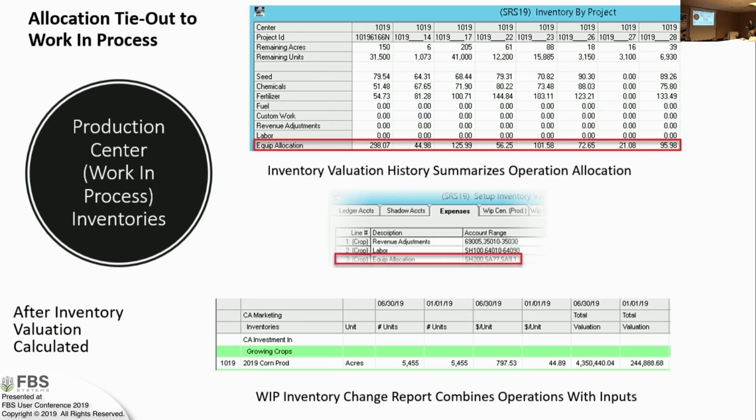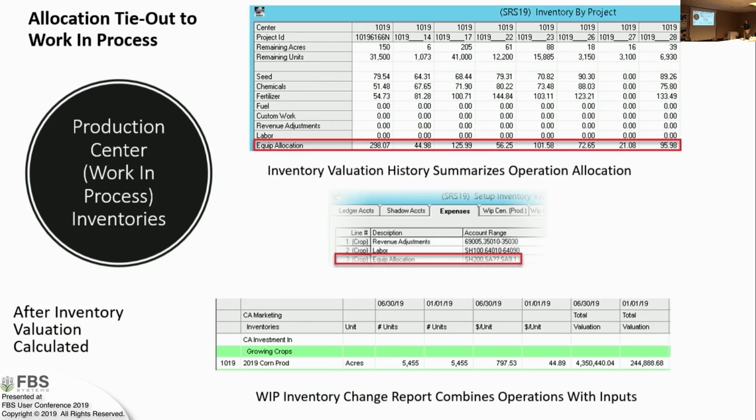And so that's going back to our setup on our expense bridge. We say one, all these equipment allocations that we need to find. And now we get the WIP inventory change report that we looked at for the harvested crop. Here it is showing corn production units. There's 5,455 acres, and at 4489, excuse me, $797 an acre. They've got in work in process.